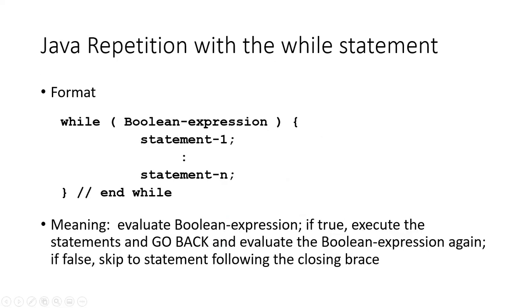So here is the format of the while statement. It looks very much like the if statement. Actually, the only difference in the format is the keyword. So it starts with the keyword while, and then inside parentheses is a Boolean expression. Remember, it's a test that has a true-false result. And then inside a block of curly braces, I have one or more statements that are going to be executed.